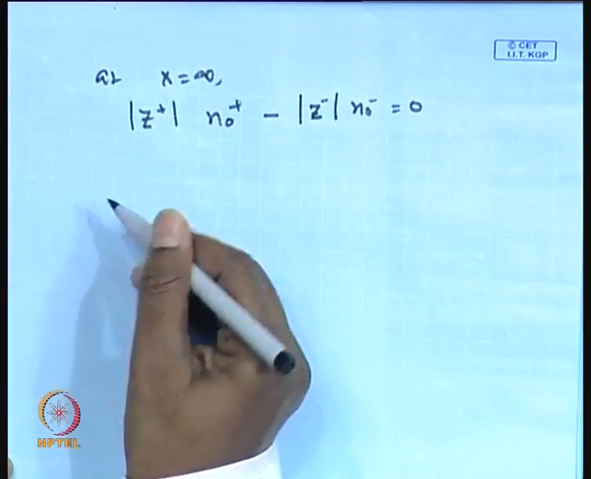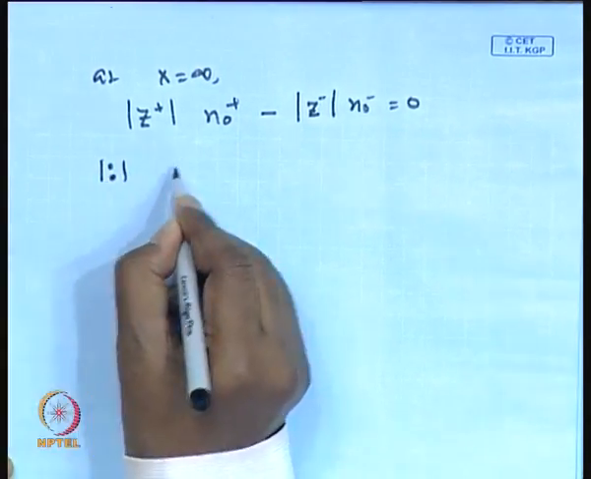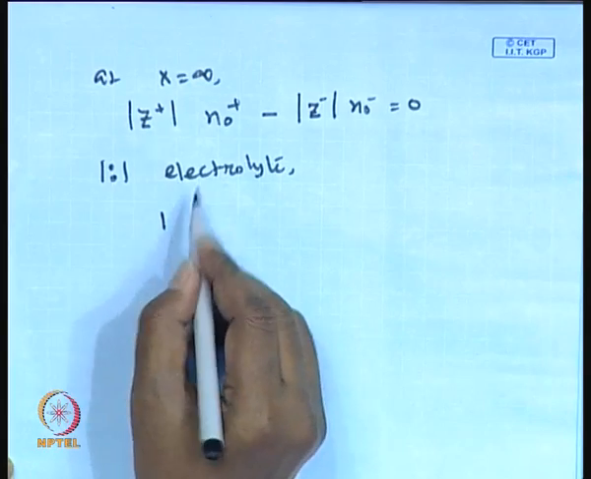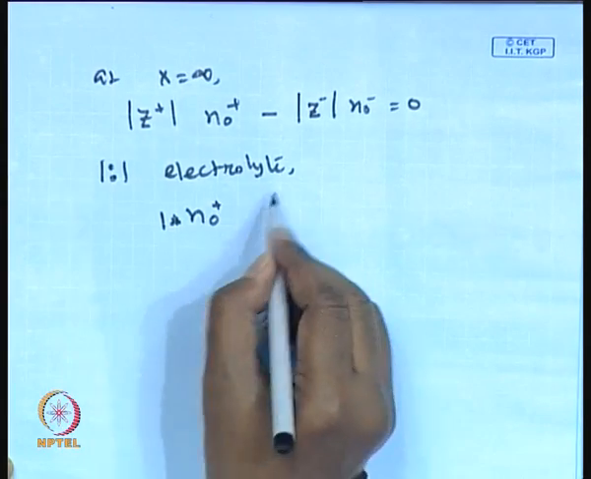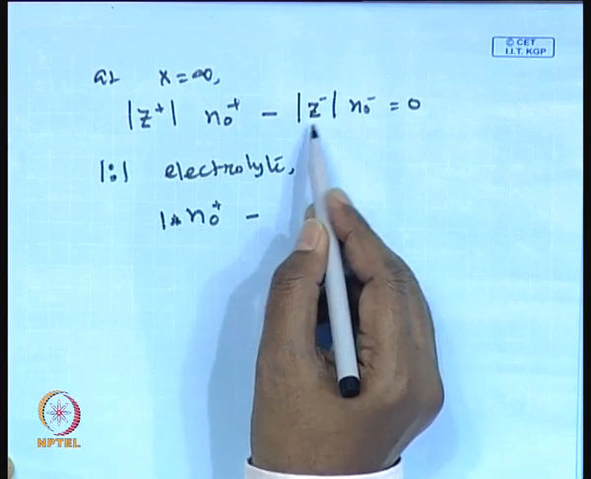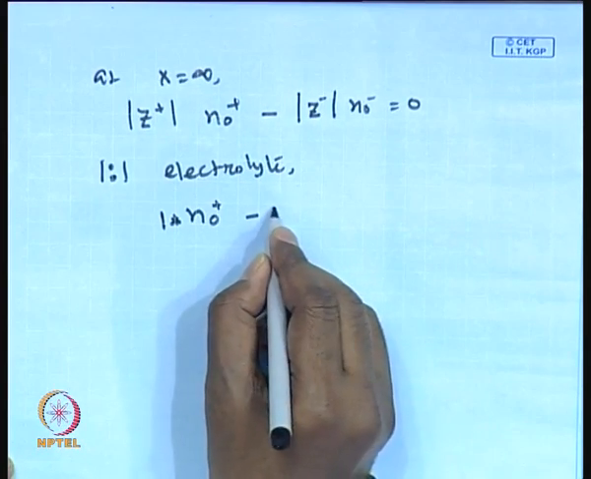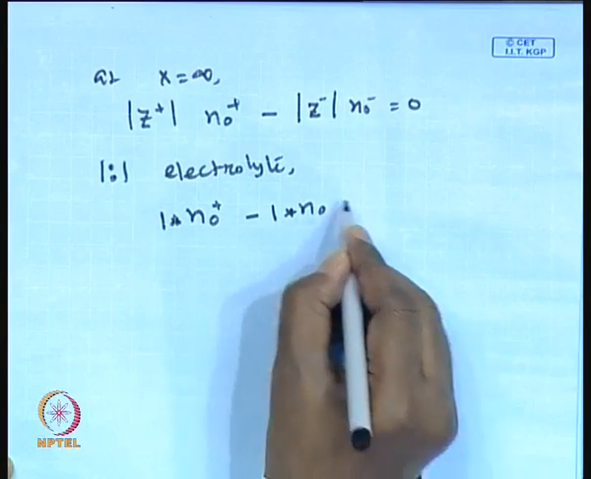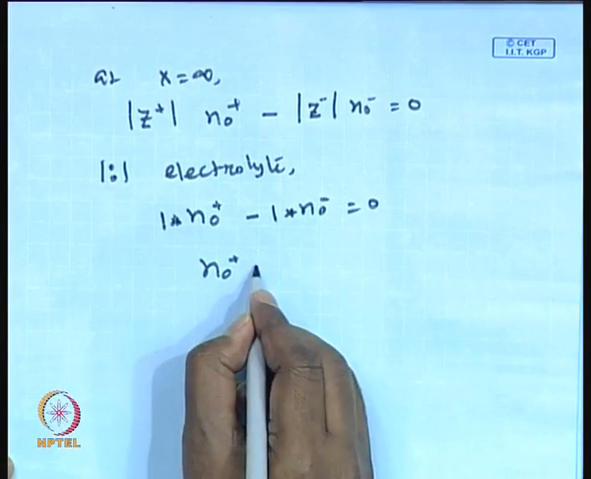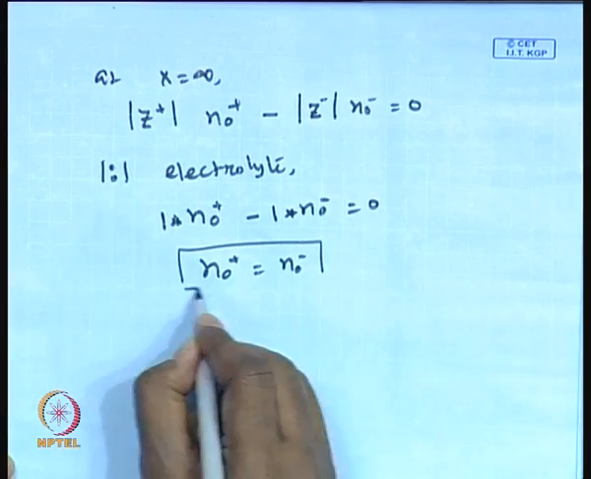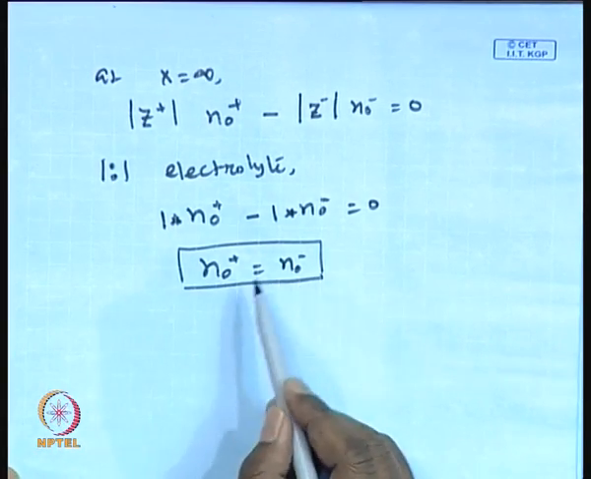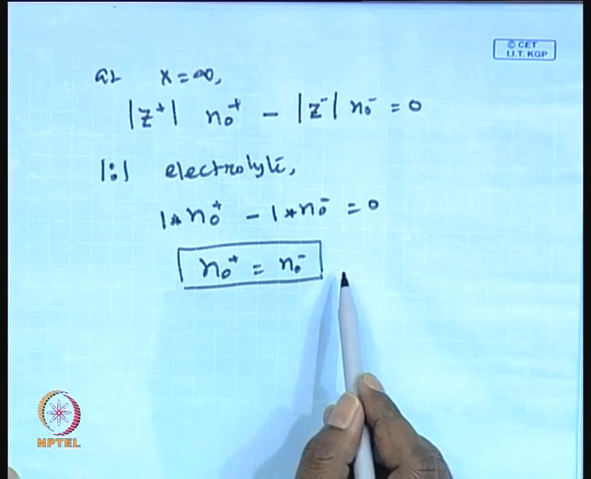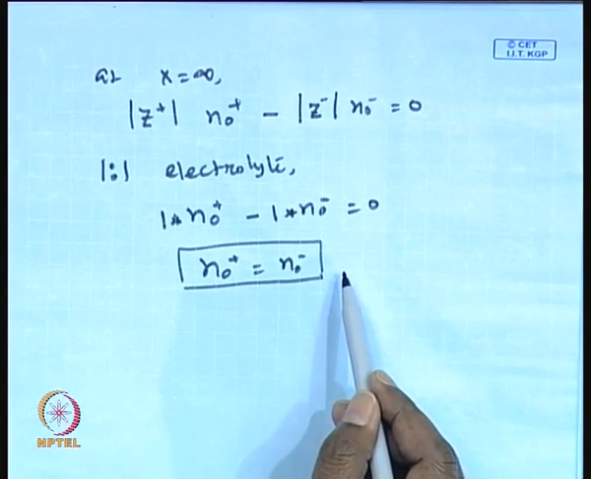If you are talking about NaCl solution, a 1:1 electrolyte, Z plus is 1, and the mod value of Z minus is also 1. So, N0 plus multiplied by 1 minus 1 multiplied by N0 minus will be equal to 0. That means N0 plus is equal to N0 minus. So, the number concentrations of positively charged ions and negatively charged ions are equal in the bulk of the solution, where the electroneutrality will be maintained. That means the total amount of positive charge will be equal to the total amount of negative charge.